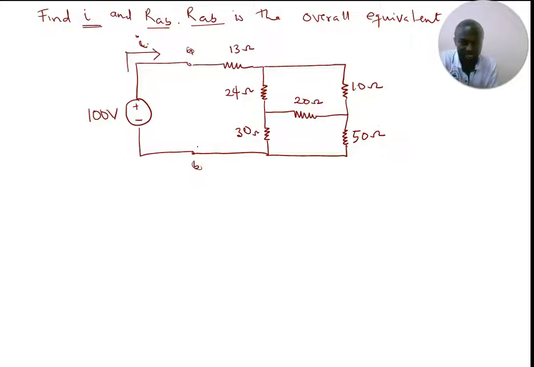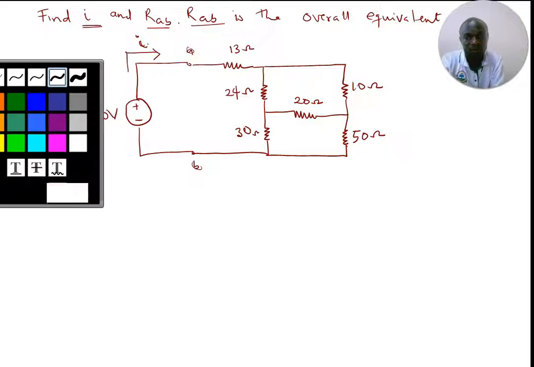So how do you treat it? I'm just going to discuss this one, then we move on. If you've watched my Y-delta video, converting from delta to Y and Y to delta, you should be able to do this to reduce the circuit. So how do you solve questions like this?